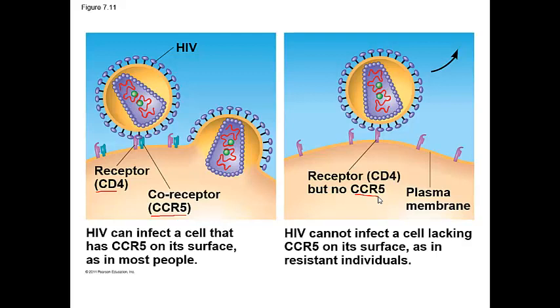So what scientists are doing is they're working on a competitive inhibitor, an inhibitor that is going to bind to the CCR5 protein and block it. If you block the CCR5 protein, effectively the cell does not contain it, and HIV will not be able to infect that cell. This concludes this video.